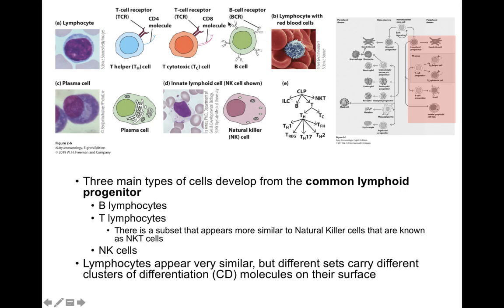Then B cells have membrane-bound immunoglobulin for their B cell receptor, and when activated, they can become a plasma cell, which secretes antibodies rather than having a B cell receptor on its surface. Down here are the innate lymphoid progenitor cells, and a natural killer cell is an example. It's an important cell because it can notice if something is wrong with a host cell, and it can often kill infected host cells that cytotoxic T cells aren't able to kill.